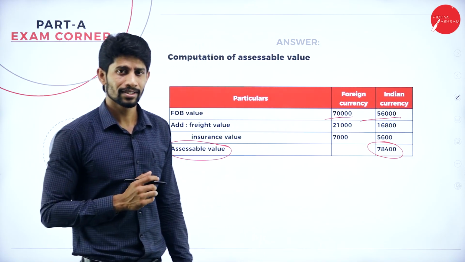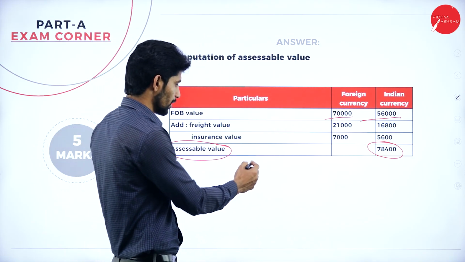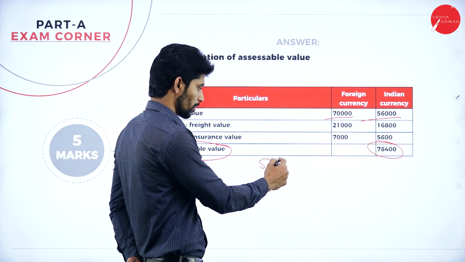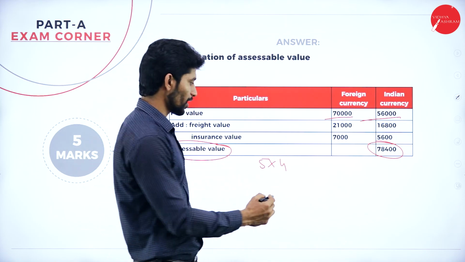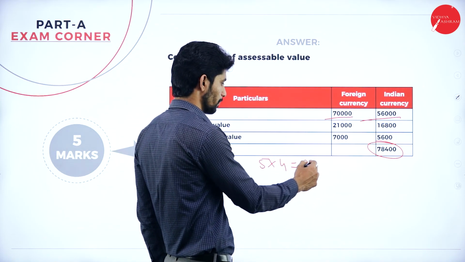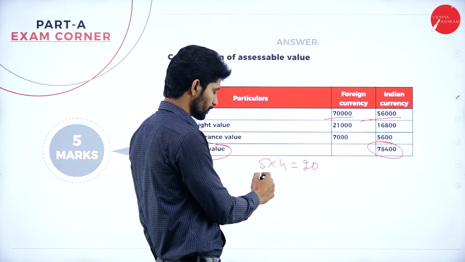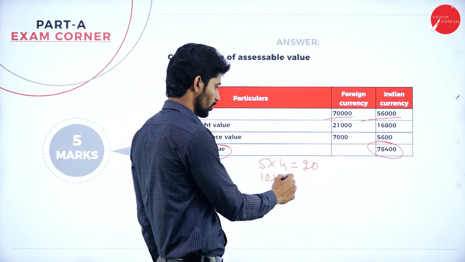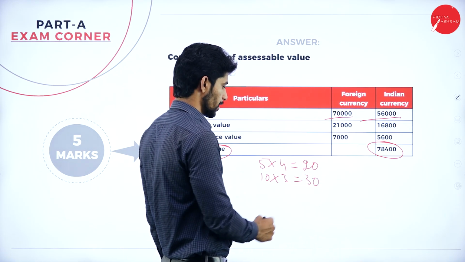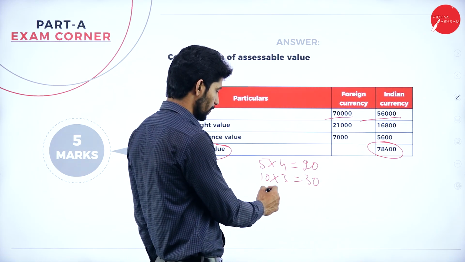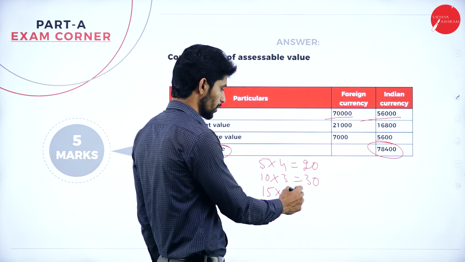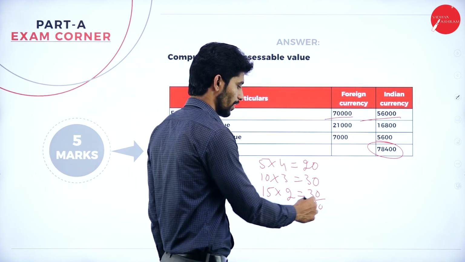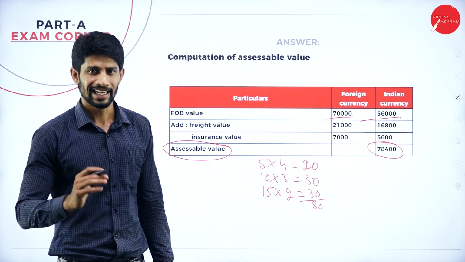So in part A, they will be asking you questions for 5 marks. You are supposed to attend 4 questions totally for 20 marks. In part B, they will be asking for 10 marks and you are supposed to attend any 3 questions. So totally you will be attending for 30. Part C, they will be asking for 15 marks. You will be attending 2 questions totally for 30. Totally 80 marks. So the weightage of this particular paper is 80 marks.